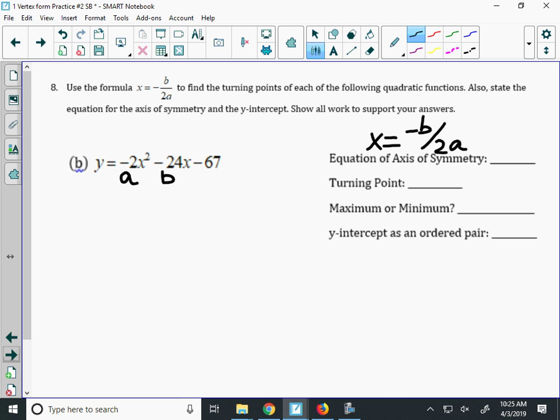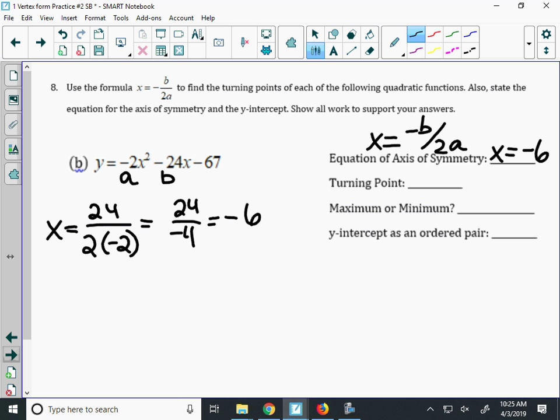So for this formula, for the x equals, for the axis of symmetry, I take the opposite of negative 24, which is positive 24, divided by 2 times a. A is negative 2. Well, that gives me 24 over negative 4, which is negative 6. That's the equation of our axis of symmetry. X equals negative 6. That's the invisible line that goes through the middle of your parabola.